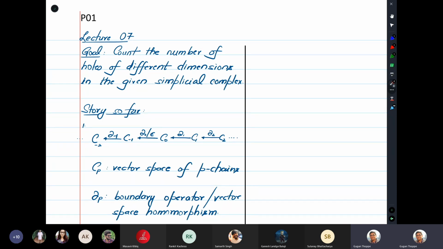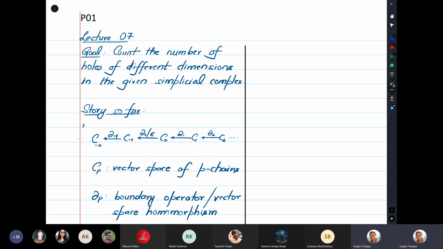So what we have done so far? In order to undertake this study, we first defined these different vector spaces for every integer p. So we have a vector space C minus 2, a vector space C minus 1, a vector space C0, C1, C2, and so on. This is what we did 2 lectures back.